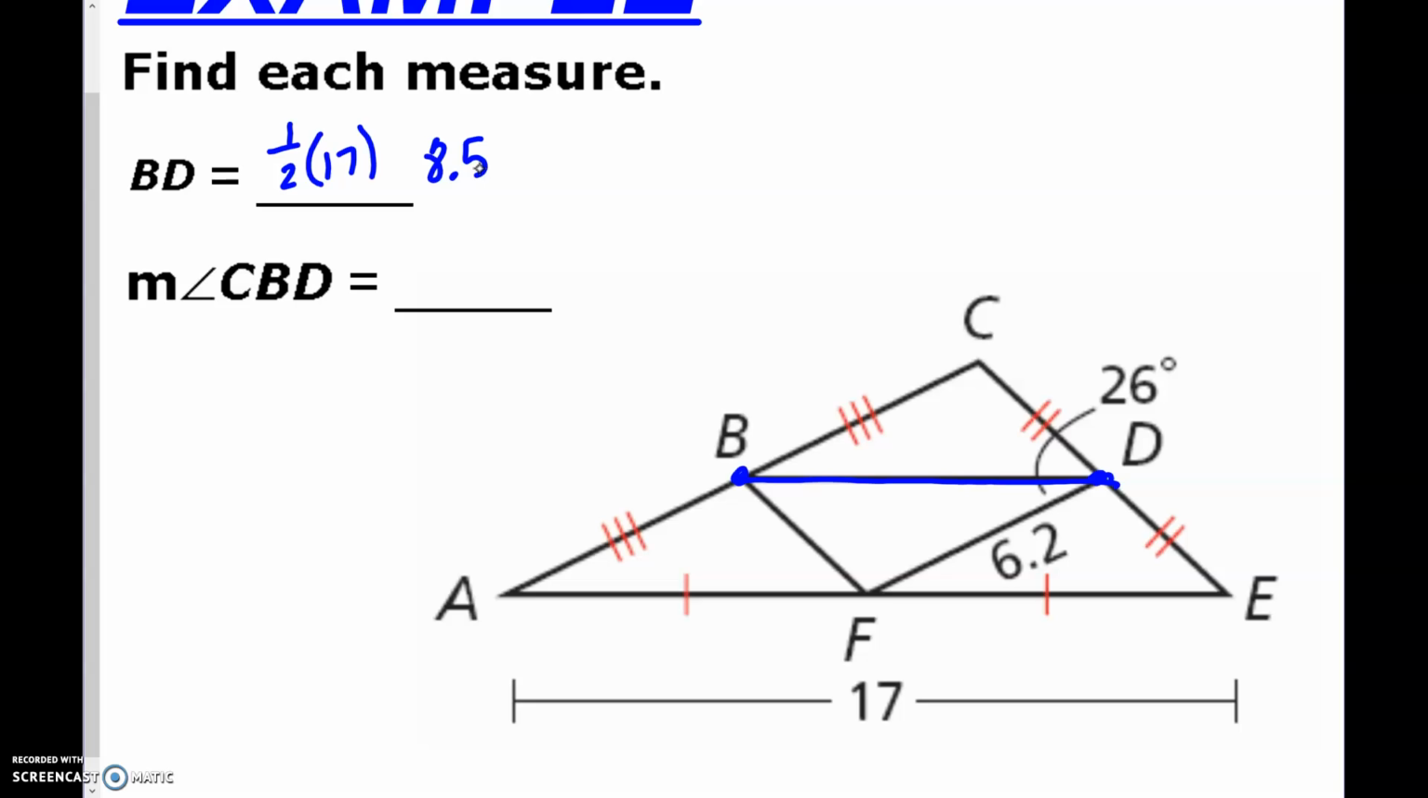All right, and the measure of angle CBD. So we need to know what this angle measure is here. What do we have here? We know that this angle right here is 26. So do we get alternate interior angles here? And so this is going to be 26 degrees also. Okay, so we have parallel line to parallel line, and then here's your transversal. Because these are midsegments, we know they're parallel, so the alternate interiors must be congruent.